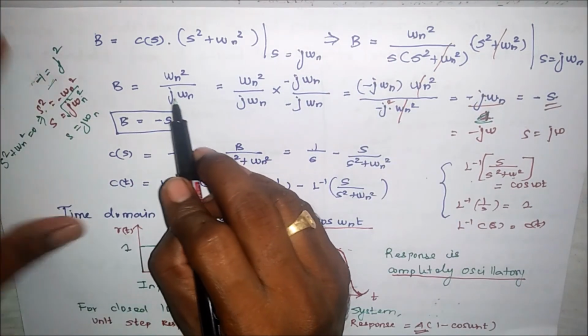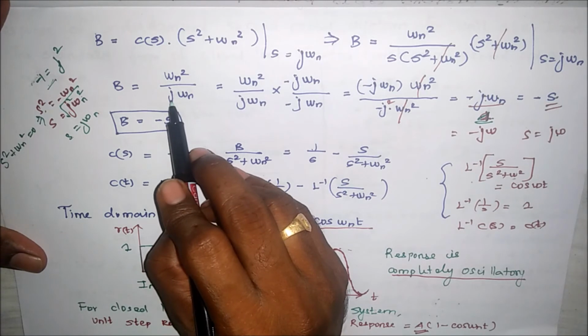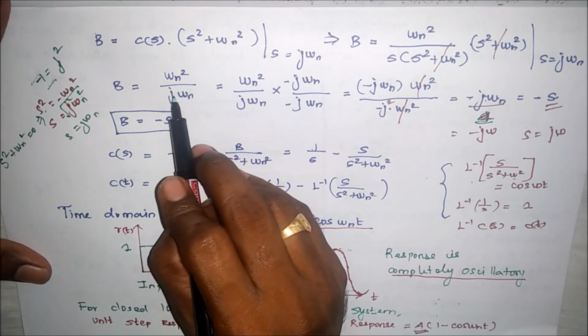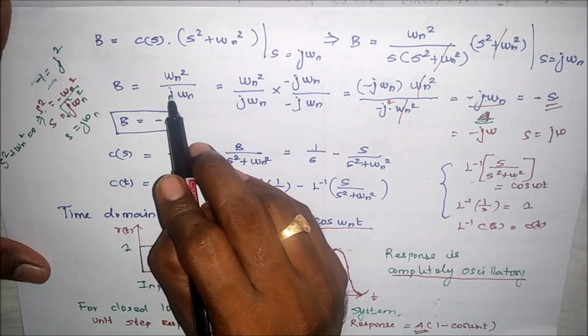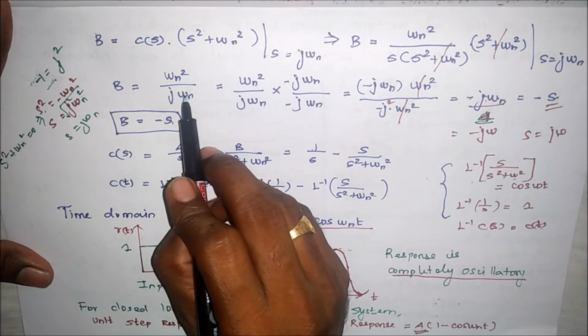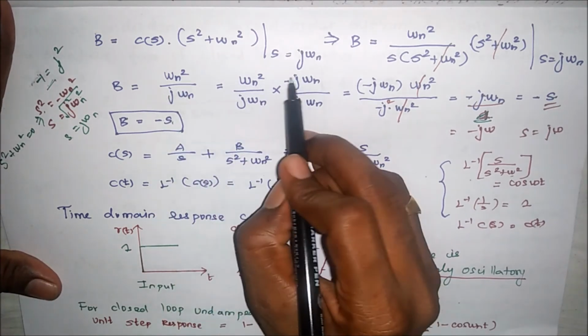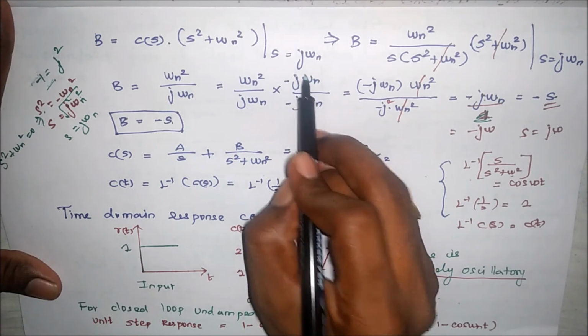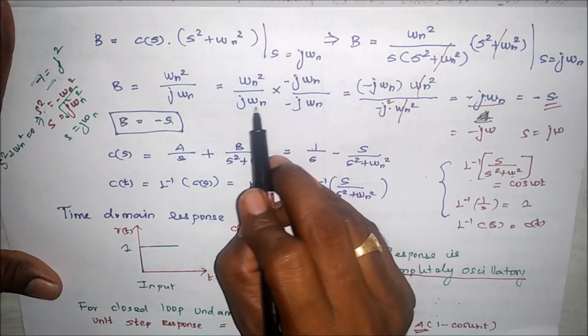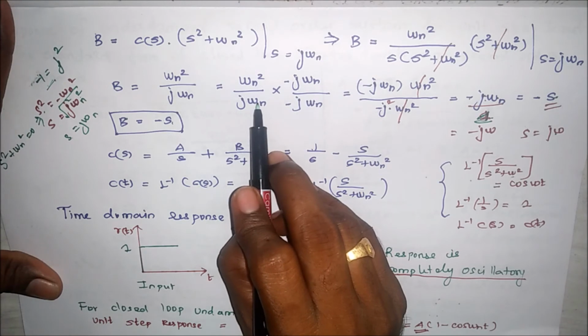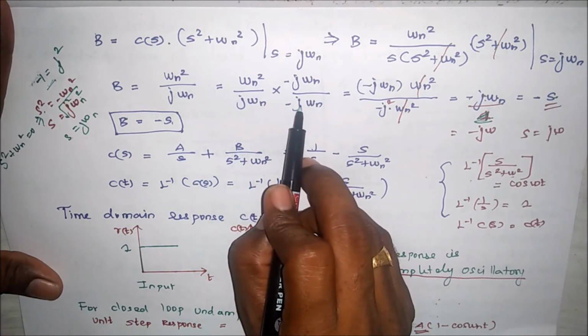So what do we have to do? In the denominator there is an imaginary part. To cancel the imaginary part in the denominator, we have to multiply and divide by its complex conjugate. Its complex conjugate is minus j omega n. So we multiply and divide, and the denominator will become omega n square into minus j square.